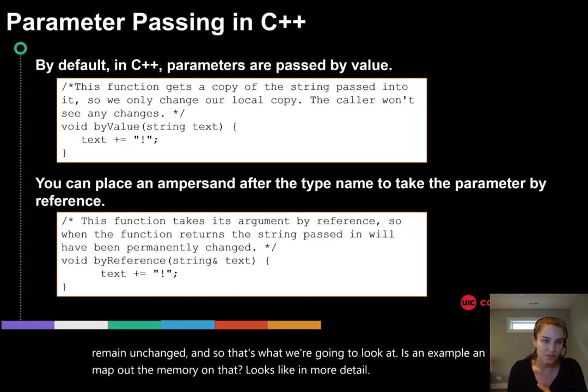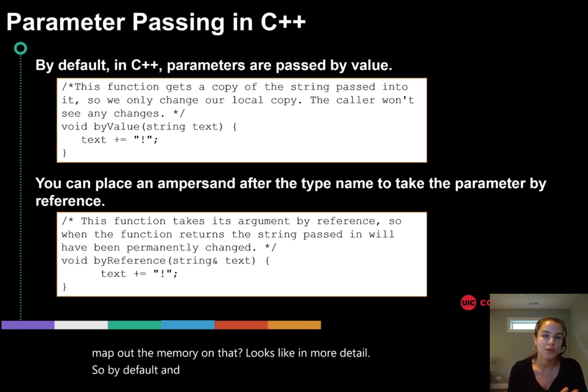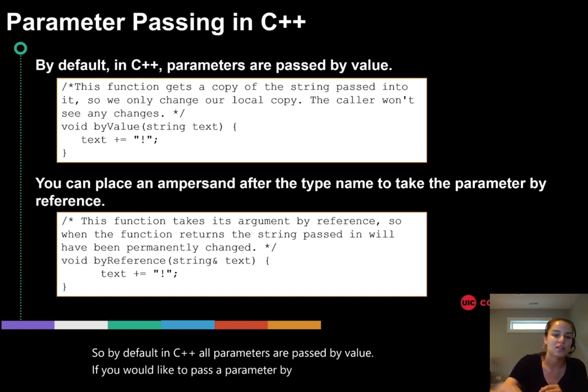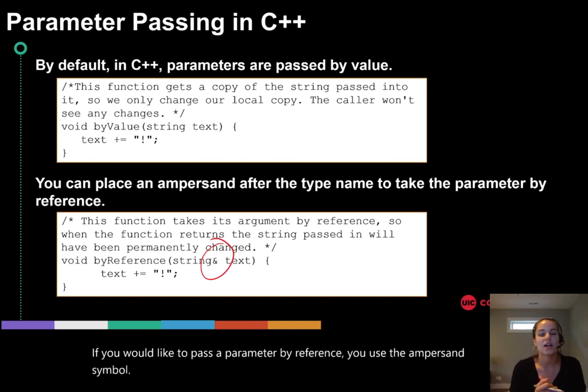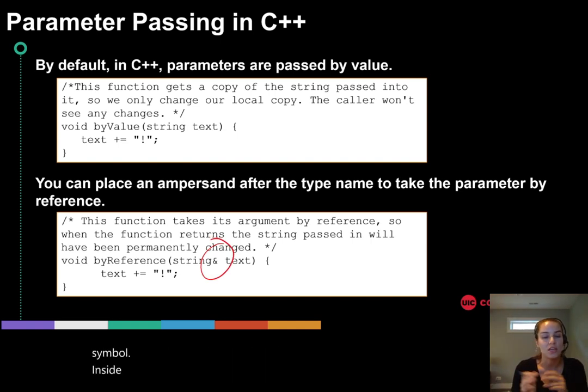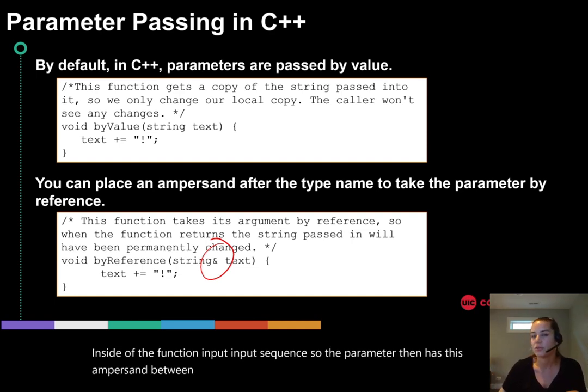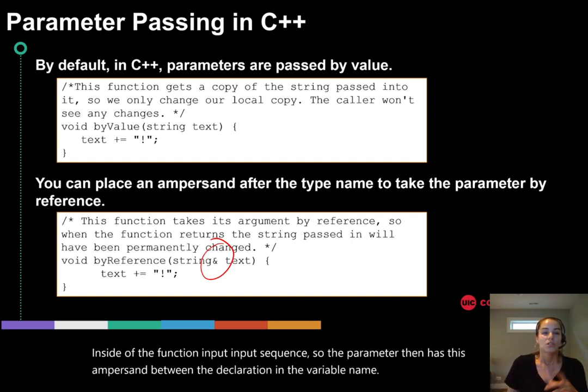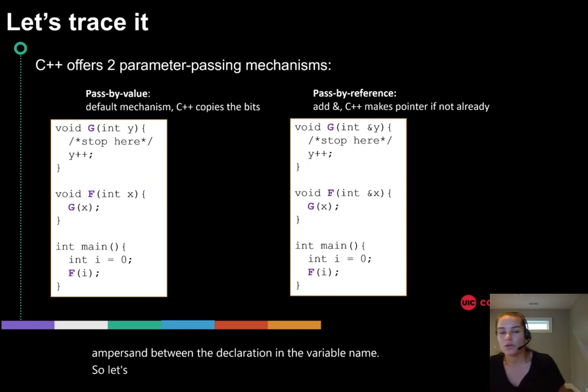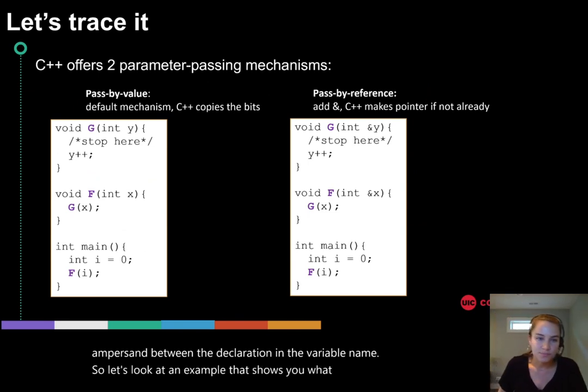So by default in C++, all parameters are passed by value. If you would like to pass a parameter by reference, you use the ampersand symbol inside of the function input sequence. So the parameter then has this ampersand between the declaration and the variable name. So let's look at an example that shows you what this actually does.